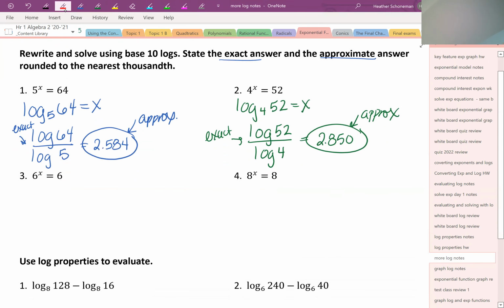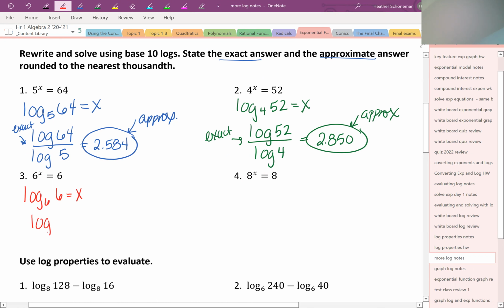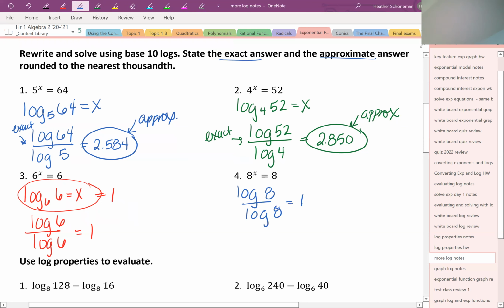Okay, let's take a look and see what happens on number 3. On number 3, if I were to rewrite this, this would be log base 6 of 6 equals x. If I were to write that as a base 10, it would be log 6 over log 6. Now, I'm guessing you don't know what log 6 as a decimal is, and I don't know what log 6 as a decimal is. But I do know when I divide anything by itself, I'm always going to get 1. So this right here is a really important fact: when you have a log and the base is the same number as the bigger number here, it's always going to be 1 every single time. So on this one here, we'd get log base 8 over log 8, which would also be 1.